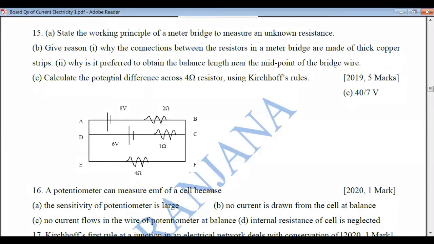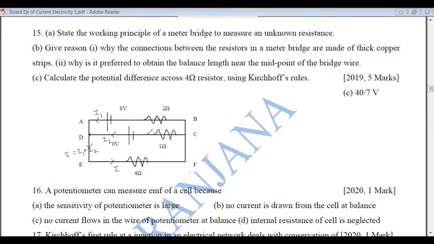C part is calculate the potential difference across 4 ohm resistor using Kirchhoff's rules. So here let the current through the 8 volt battery be I1 and through the 6 volt battery be I2. Now at this junction, I1 is entering and I2 is also entering. So the current through here will be I1 plus I2. Let it be equal to I. So across this arm EF, that is across this 4 ohm resistance, the current is I.